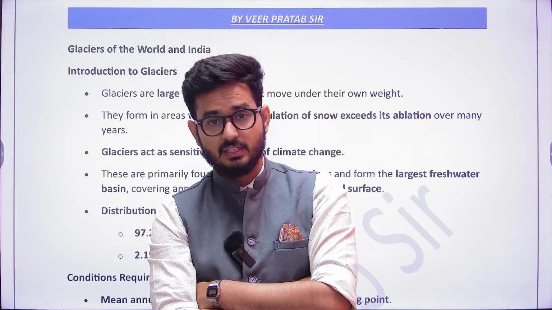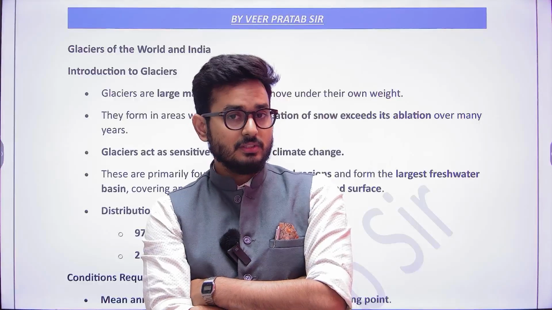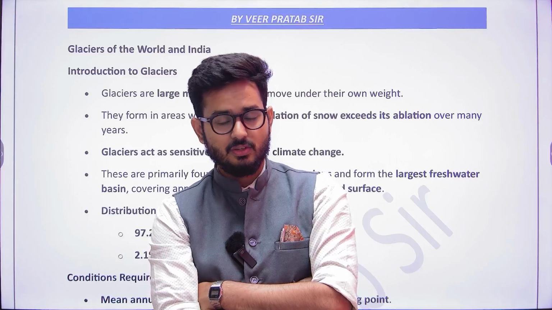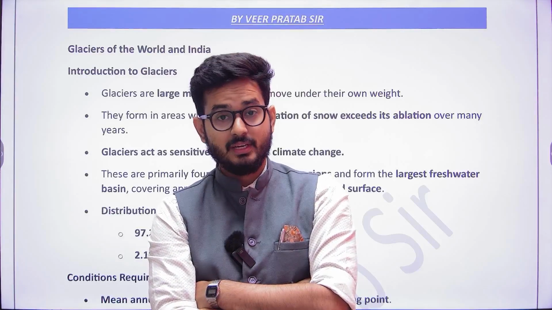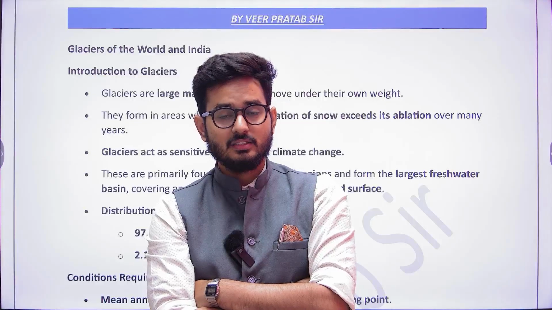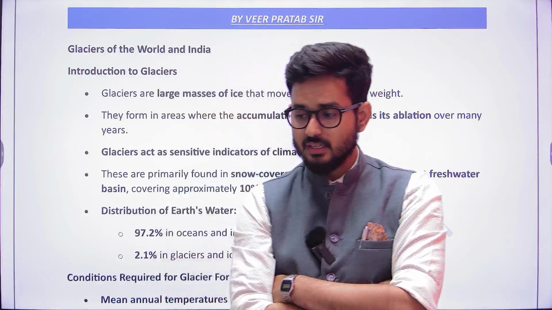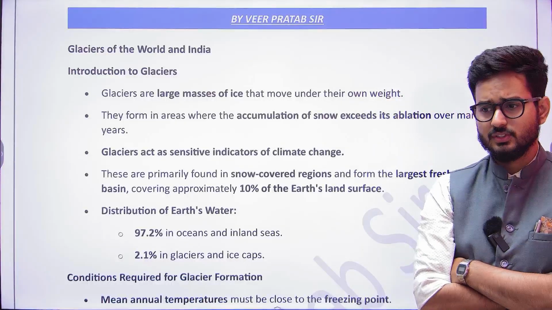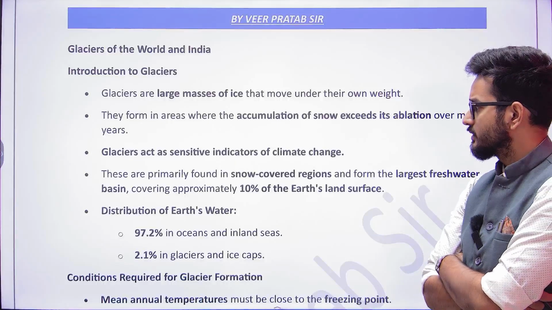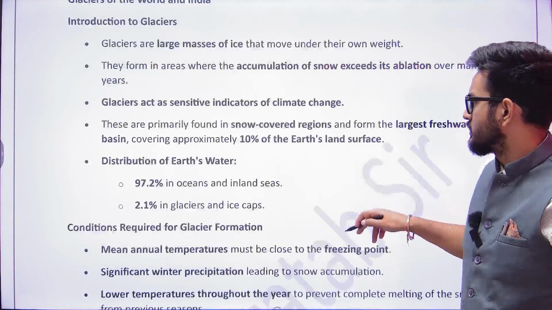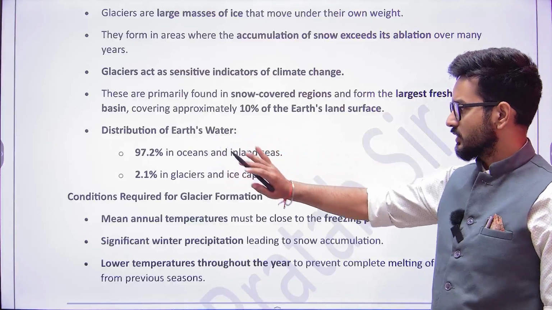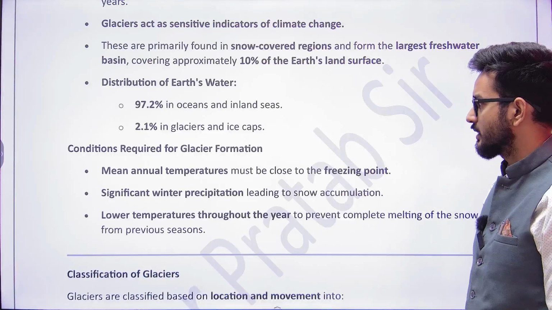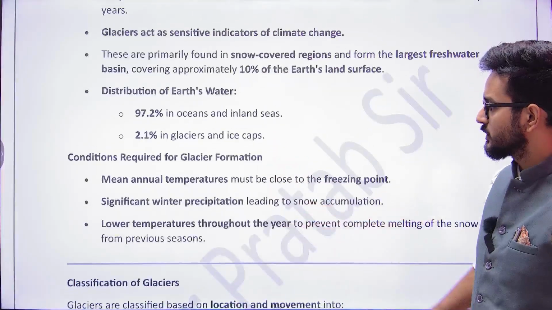Moreover, because of the increased quantity of water in the rivers, there can also be flooding events downstream, because the lower riparian states, cities or areas might not have the ability to tackle such a large quantity of water. So that is one another negative impact of global warming and its effect on the glaciers, my dear friends. Now, when we talk about the distribution of earth's water, as I've told you, 97.2% is in the ocean and inland seas, whereas 2% is in the glaciers and ice caps. Now what are the conditions required for the formation of glaciers?